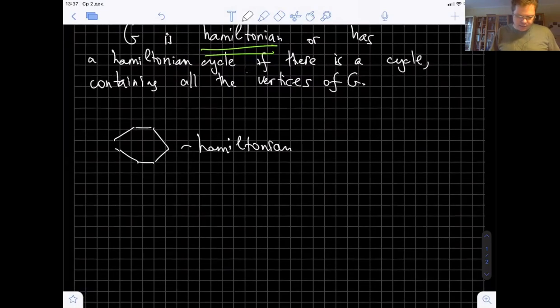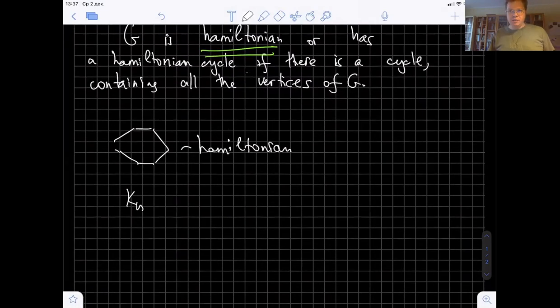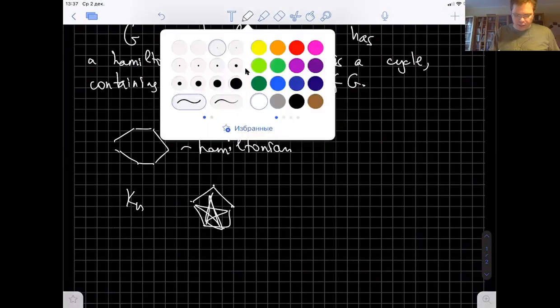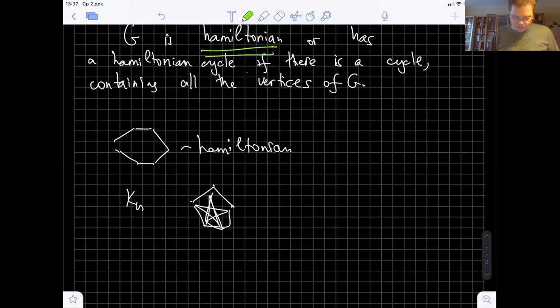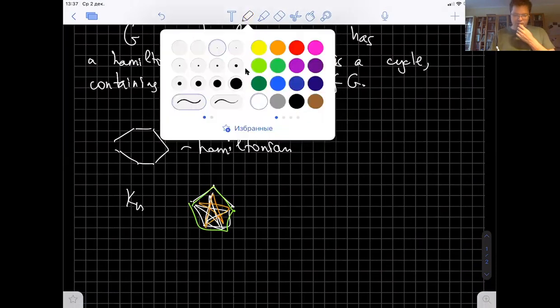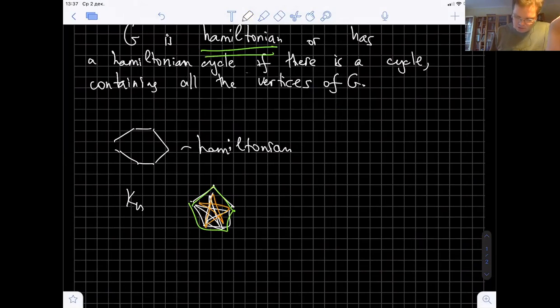And of course, if you consider the complete graph Kn, for example K5, it is also Hamiltonian, and we can find different Hamiltonian cycles here. For example, we can go like this, or like this, and these will all be Hamiltonian cycles. But if you have a tree, it is of course not Hamiltonian because it has no cycles at all.